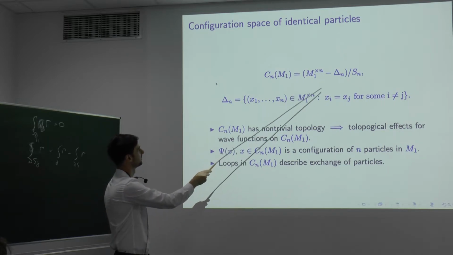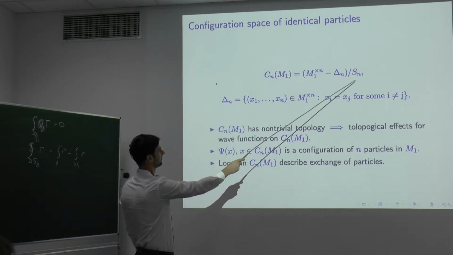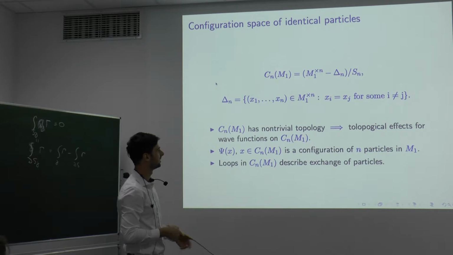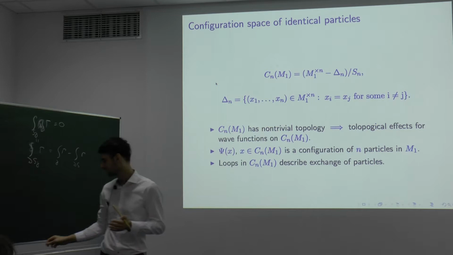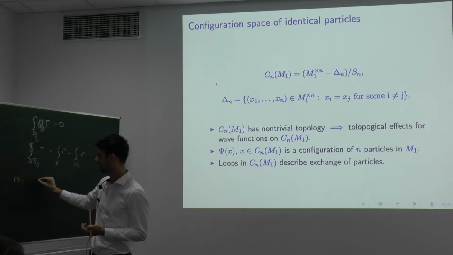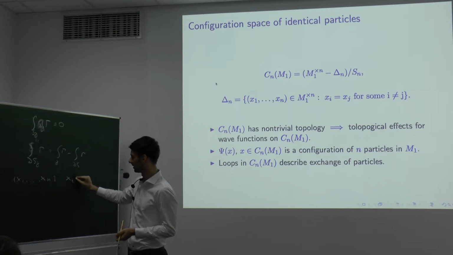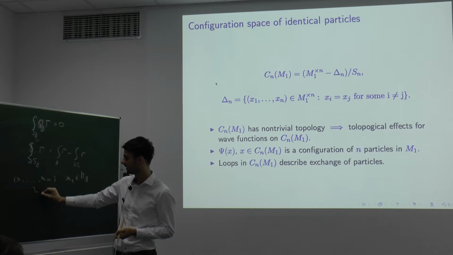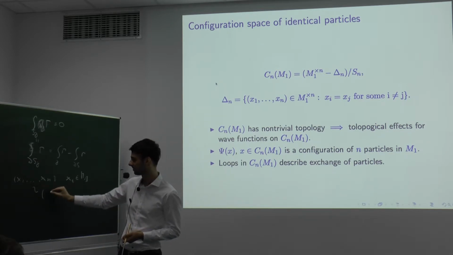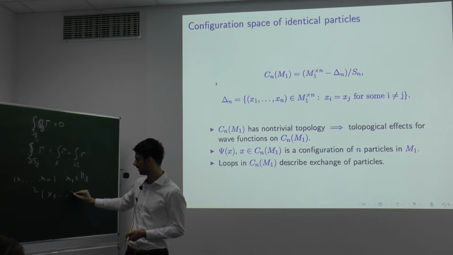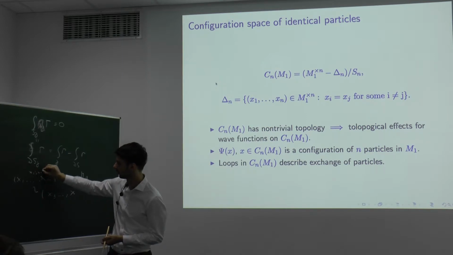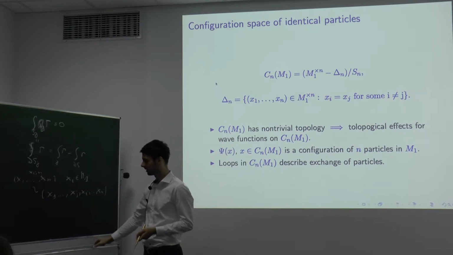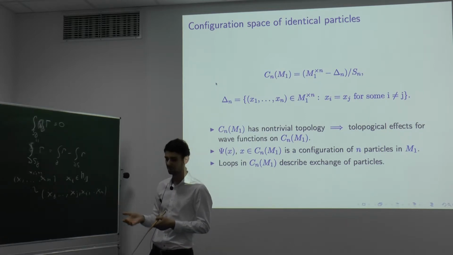But to make the particles indistinguishable, identical, we divide this Cartesian product by the action of the permutation group, which means we have some configuration of n particles, x1 to xn, with each xi in M1, and such a tuple of coordinates is in relation with the tuple where, if there was xi, xj, we have xj, xi, and so on. So if we permute the particles, we get the same point in the configuration space.